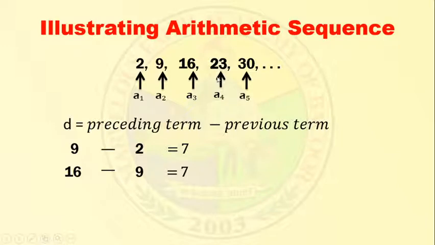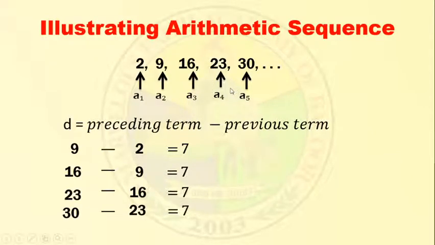23 is the preceding term. 16 is the previous term. So 23 minus 16, the answer is 7. Okay. Next, 30 is the preceding term and 23 is the previous term. So 30 minus 23, the answer is 7. Okay, so based sa mga nakuha nating sagot, we have the common difference, which is 7.